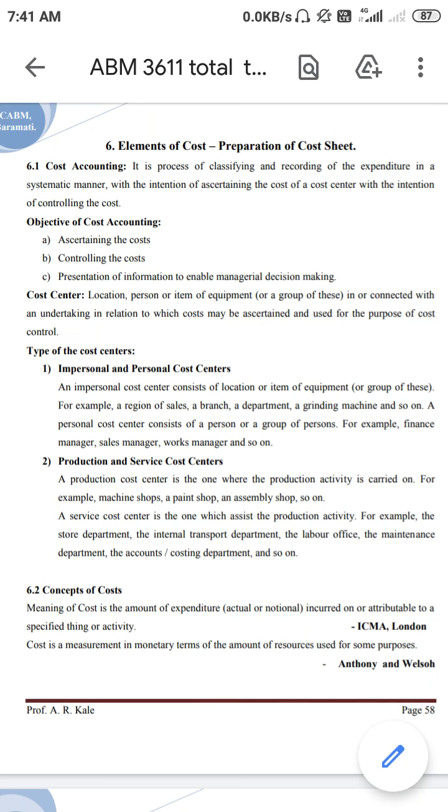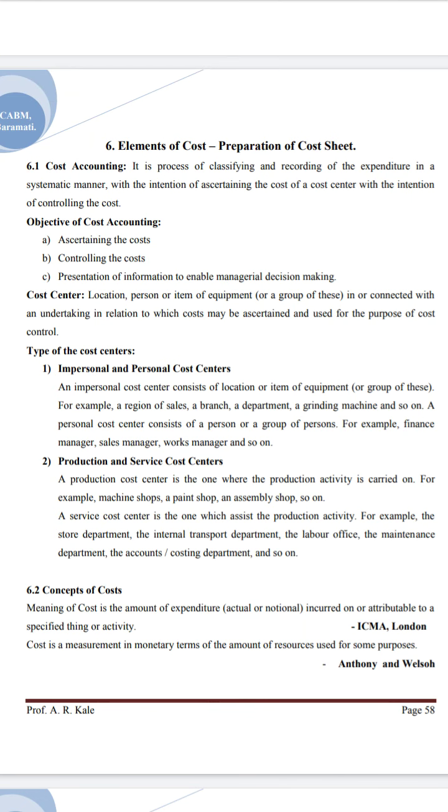Okay, there are mainly two types. First one is impersonal and personal cost centers. Impersonal cost center consists of location or items of equipment. In that, location or equipment is selected as a cost center. The example is a particular region of a sale. If you take Nasik district, in that a particular Tehsil is selected as a cost center, a particular region selected as a cost center. Same as a particular branch should be selected as a cost center.